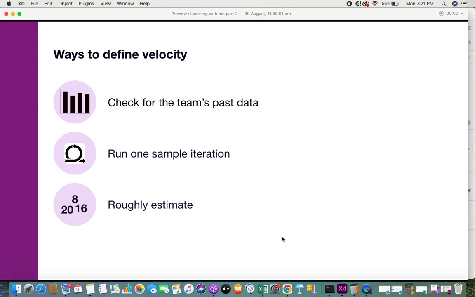Basically, there are three ways in which you can arrive at a team's velocity. One is checking the team's past data. The second one is to run one sample iteration, and the third one is to roughly estimate. You can do any one of these three in order to define your team's very first velocity. Let's go into detail and see what these three are.